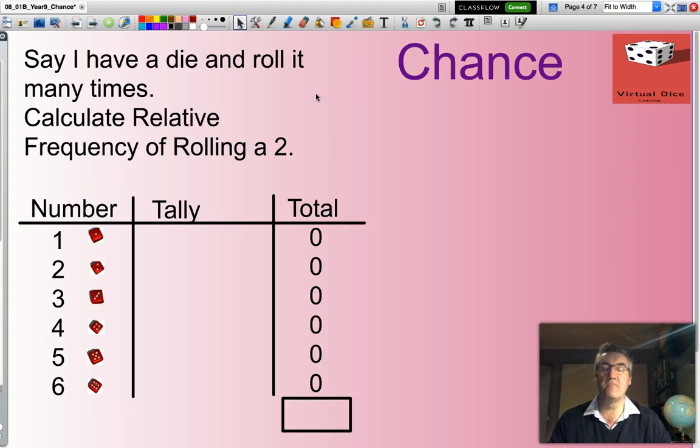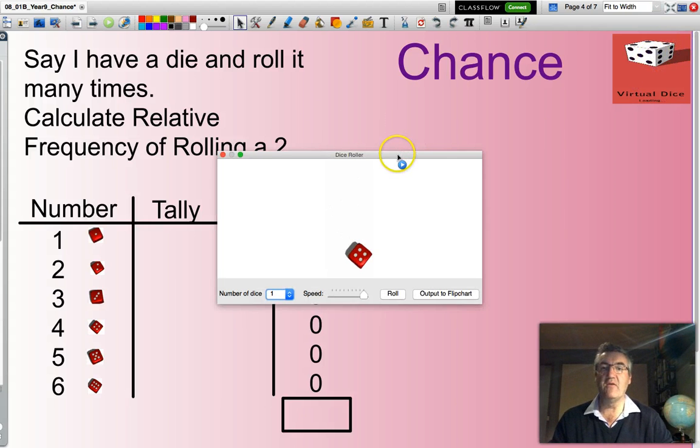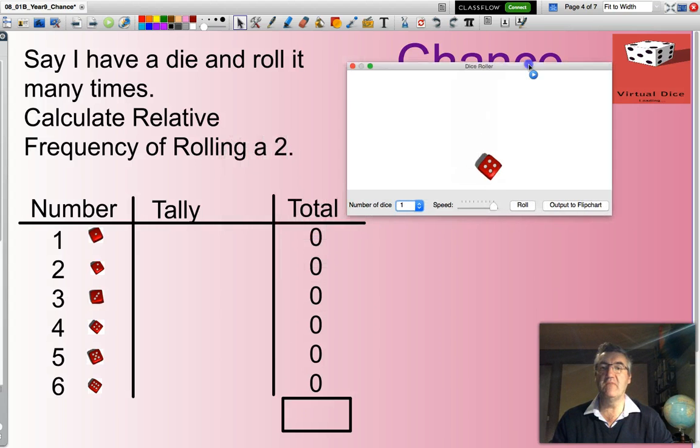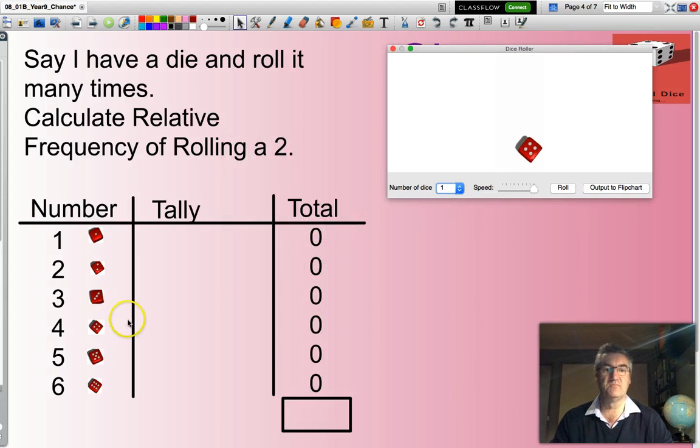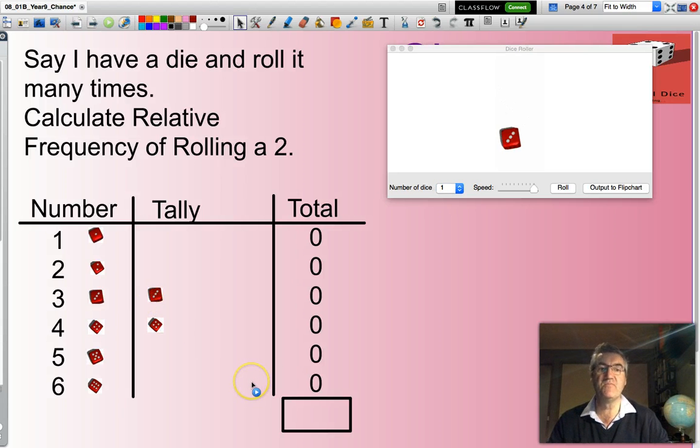So, I'll actually use an electronic die, and you can see here the first roll is a 4. I'll roll it again. The next roll is a 3. And what I'm doing is counting how many times each number appears on my die. I'll just pause the recording for a little while I go through and roll the die many times.